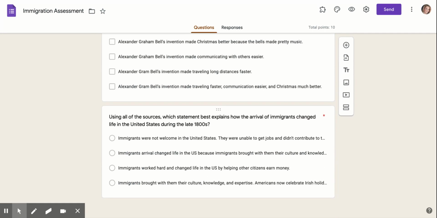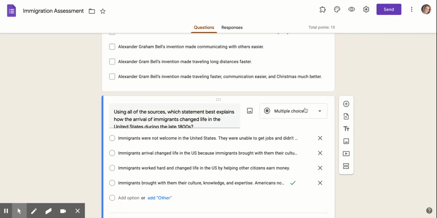All right, and then the last question says using all of the sources, which statement best explains? That means there could be more than one right answer. We want the best that explains how the arrival of immigrants has changed life in the United States during the 1800s. So you're going to pick the option that best explains how immigrants have affected the United States as a whole.